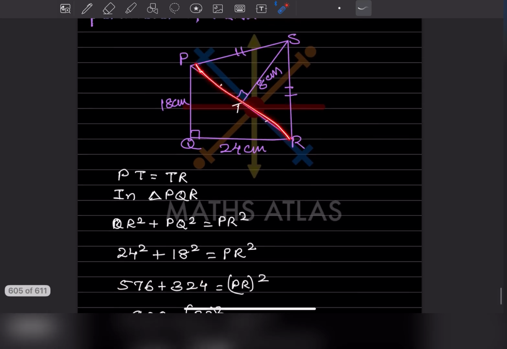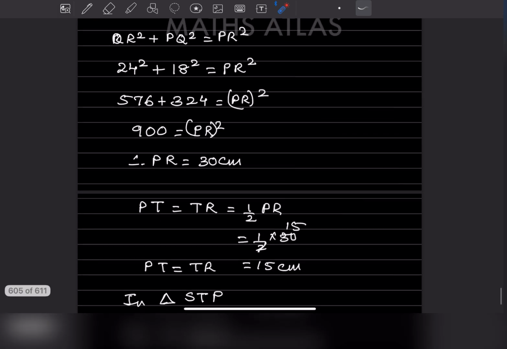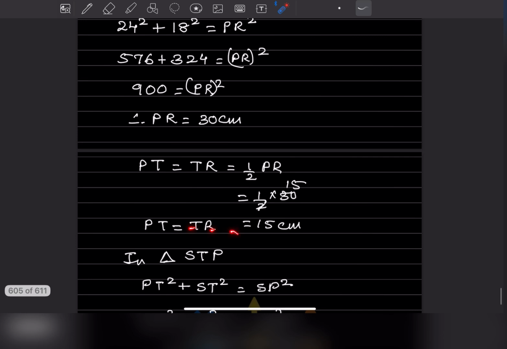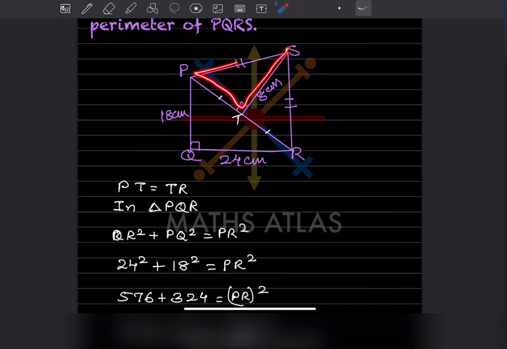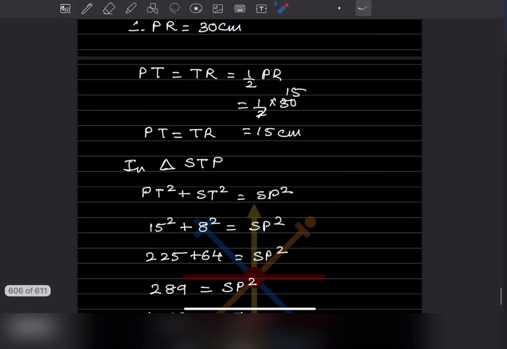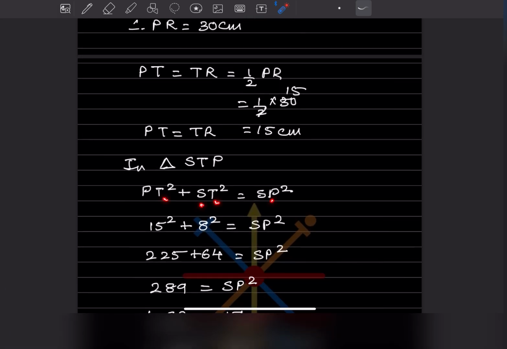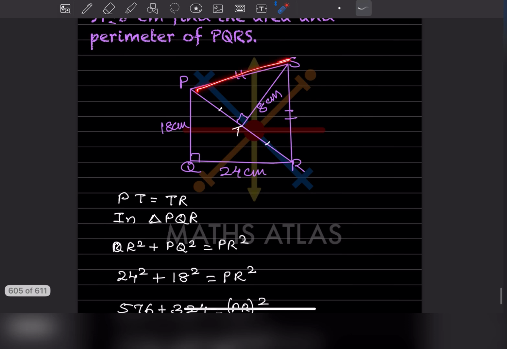So this whole thing is going to be 30, means PT is going to be 15 and TR also is going to be 15 because it is an equal distance. So PT is equal to TR is 15 centimeter. So now we'll take STP, this triangle. In this one, this is the hypotenuse and this is the base and this is the height. So what will you do? PT square plus ST square is equal to SP square. This is the hypotenuse of it.